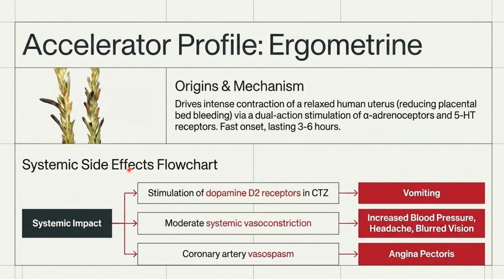However, there are some systemic side effects, which include nausea and vomiting from stimulation of dopamine D2 receptors at the chemoreceptor trigger zone. It causes moderate systemic vasoconstriction, which raises the risk of increased blood pressure, headache, and blurring of vision. Coronary vasospasm or vasoconstriction can lead to angina pectoris as a risky side effect.